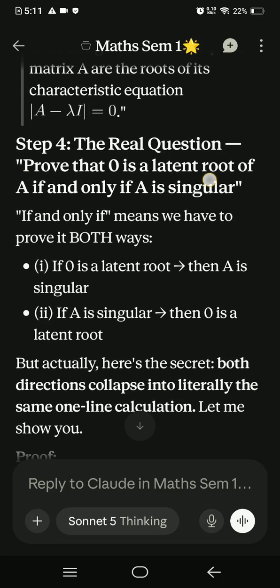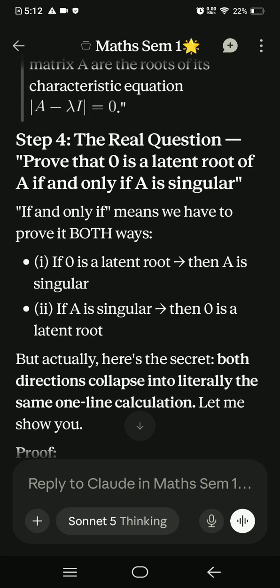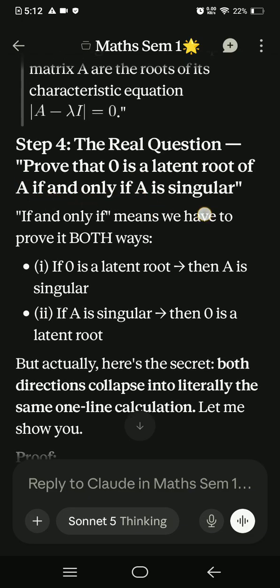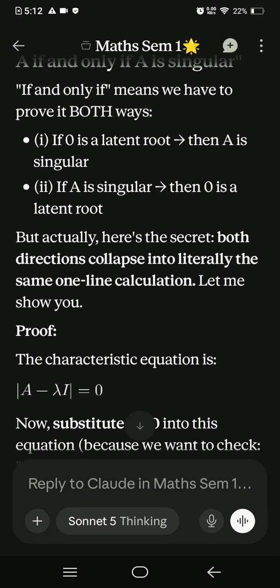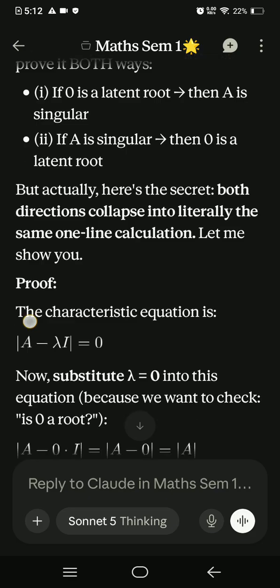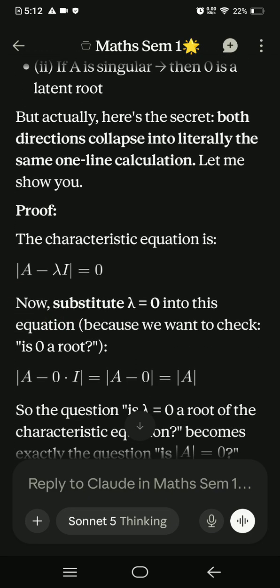Prove that 0 is a latent root of A if and only if A is singular. But this case only exists with this case. Okay, but actually here's the secret: both directions collapse into literally the same one-line calculation. Let me show you the proof. The characteristic equation is this. Now substitute lambda equals 0 into this equation because we want to check if 0 is a root.